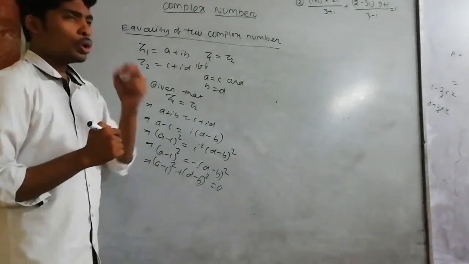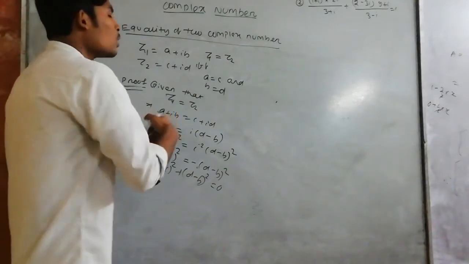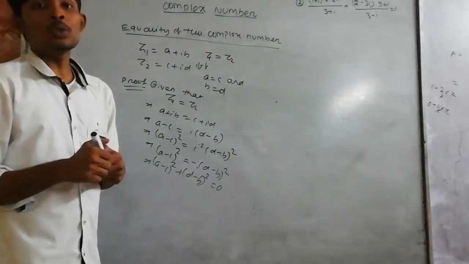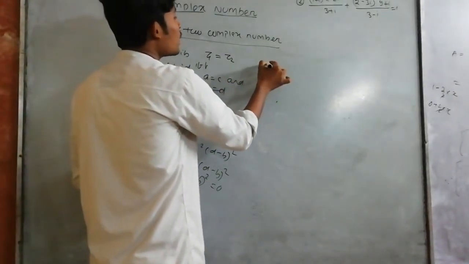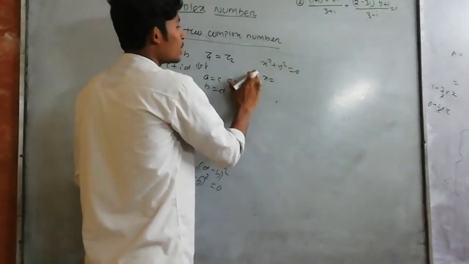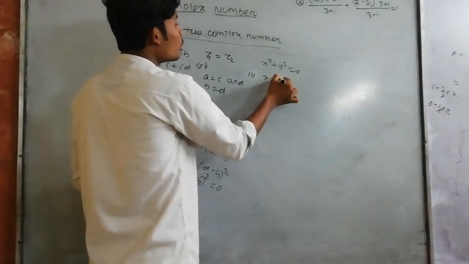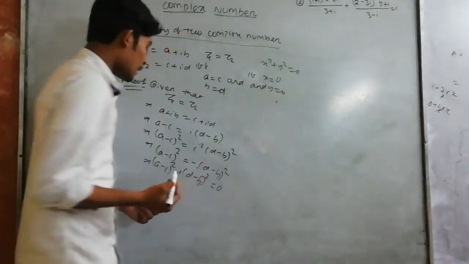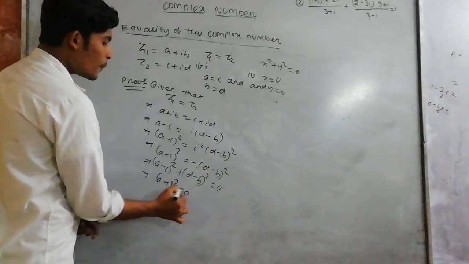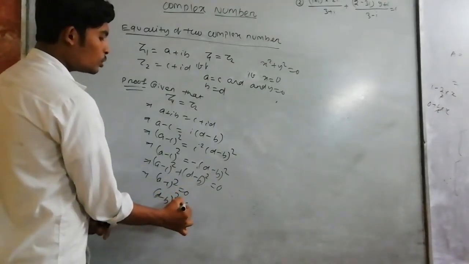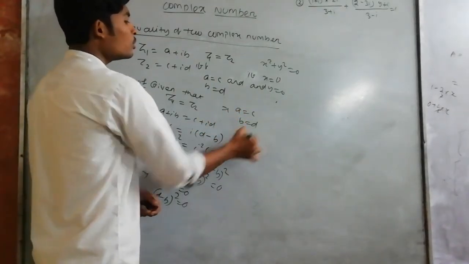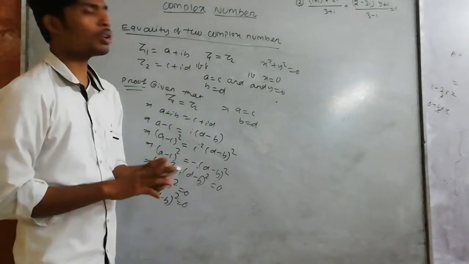We know that two non-zero squares are equal if and only if they are both equal to 0. That means whenever you have x square plus y square equal to 0, it is only possible if x equal to 0 and y equal to 0. That means here A minus C whole square equal to 0 and D minus B whole square equal to 0. That means A equal to C and B equal to D.